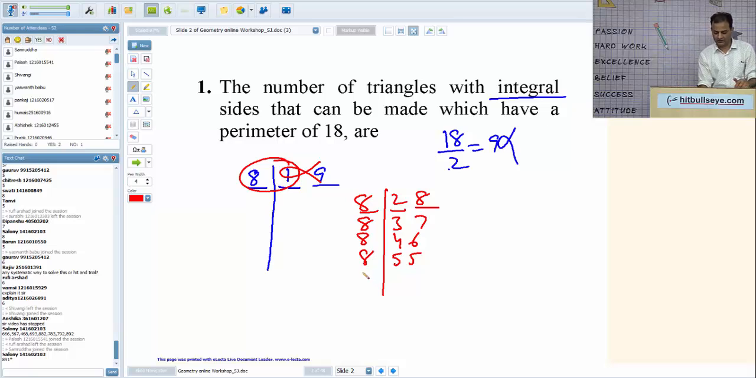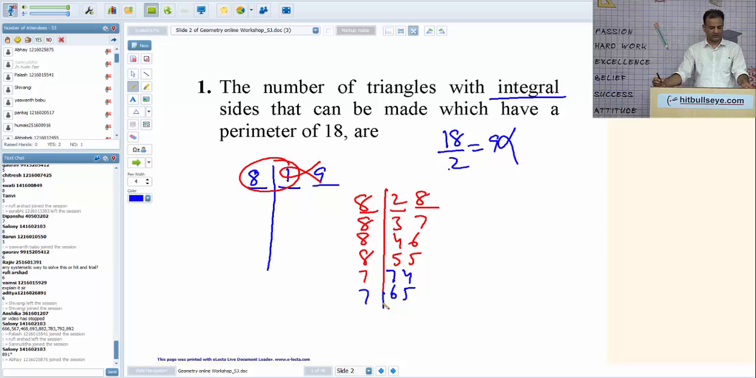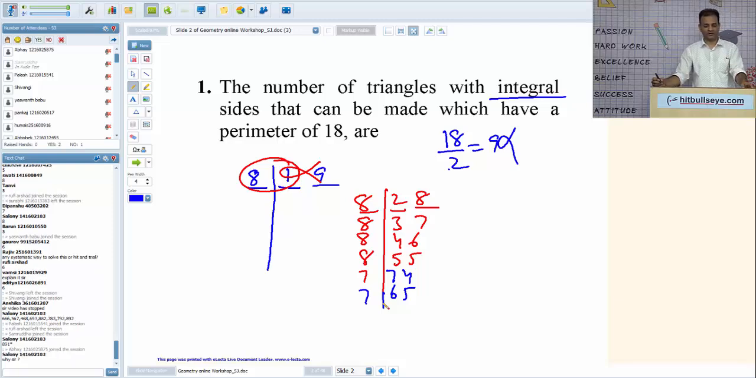And now the third side can be 7 also. When it is 7, the sum of the other two sides will be, friends, 11. How can it be 11? 8 and 3 is already there. Then the other is 7 and 4, and 6 and 5. So these two triangles are possible. Saloni, 8, 9, 1 is not possible, because 8 plus 1 is 9 and the sum of any two sides of a triangle should be greater than the third side.